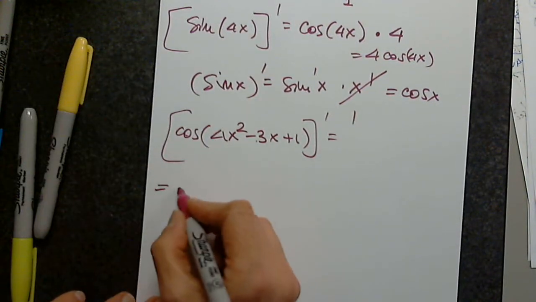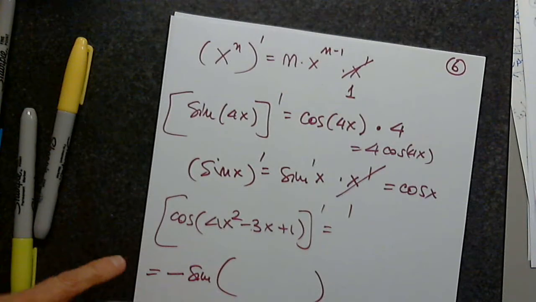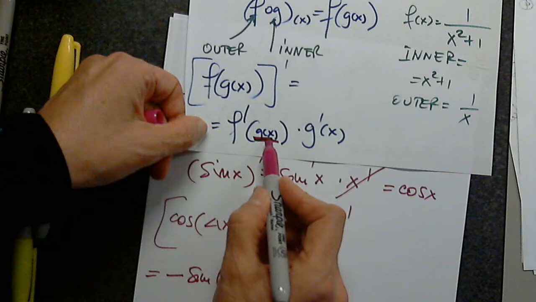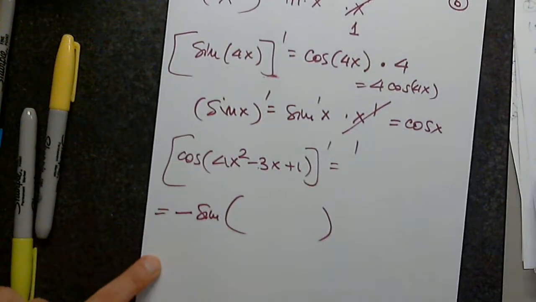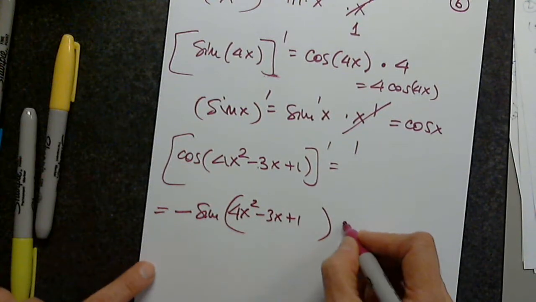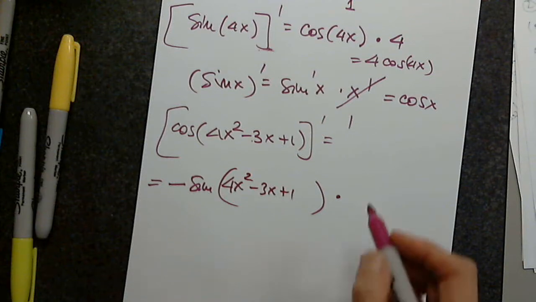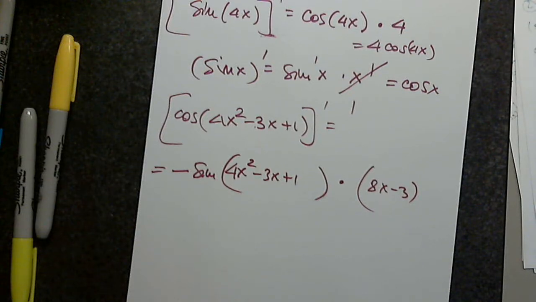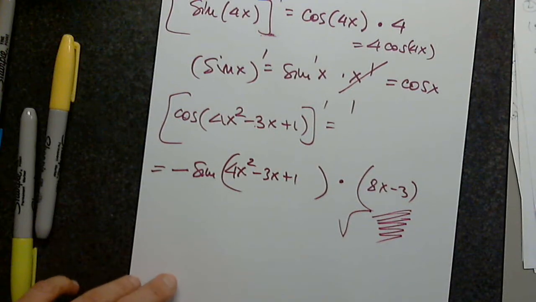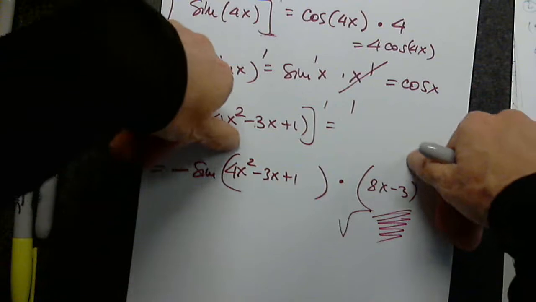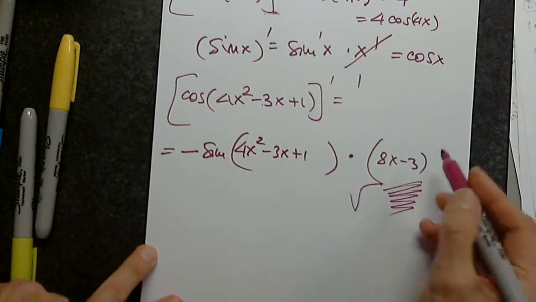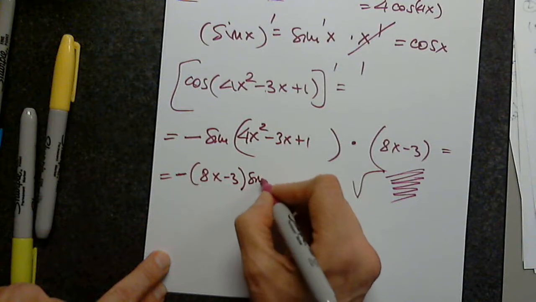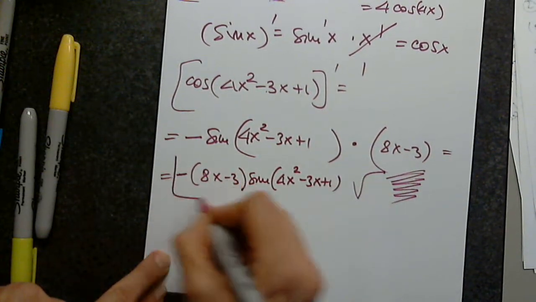Good. So then cosine prime is negative sine of the same argument. Don't forget, f of g prime is f prime of g of x. I have to copy the inner function, which is 4x squared minus 3x plus 1. Now I have to multiply by the inner function prime, which is? Awesome. Excellent. Like with the square root, we don't like to put anything behind it. The same with sine, because I may be tempted to multiply these two and then apply sine. It's unlikely, but I recommend negative 8x minus 3 in front, and then sine of 4x squared minus 3x plus 1, and this is final.